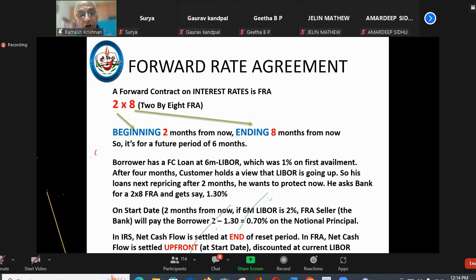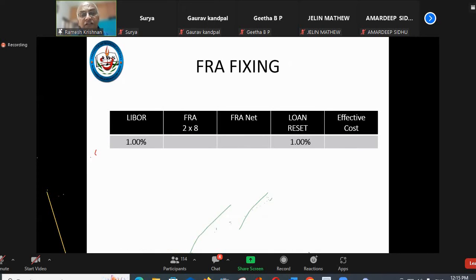So if $1 million is the notional principal for FRA, 2 minus 1.3, 0.70. For FRA, 1 million into 0.70, discounted at the LIBOR rate of 1.30, will be settled on day 1. Day 1 means say December. If it is IRS, it will be settled net 0.70 without any discounting at the end of 6 months, in June. So IRS settlement happens at the end of the reset period. FRA settlement happens at the beginning of the reset period. That is the fixing. Now I just numerically captured a 2/8 FRA.